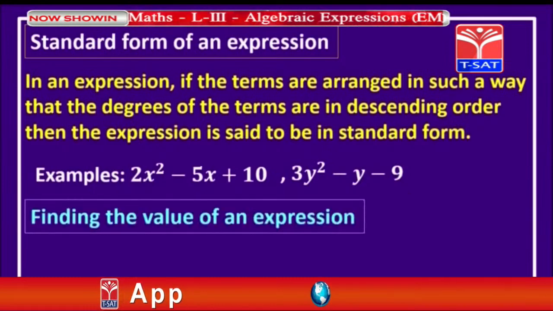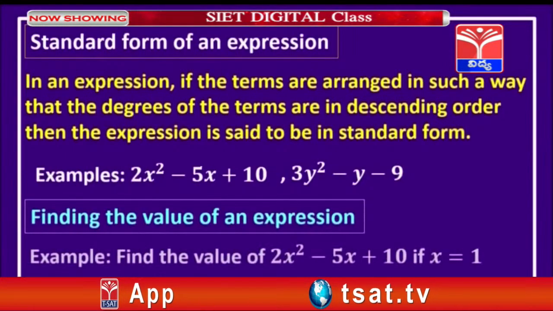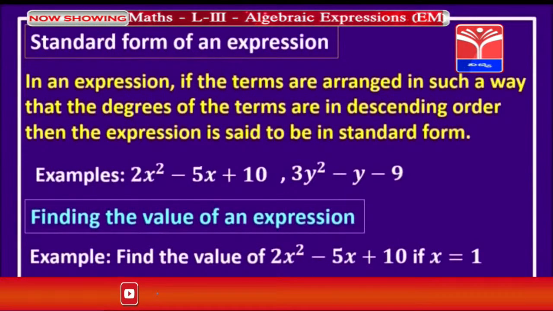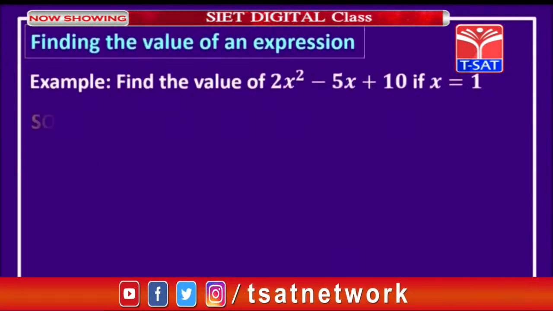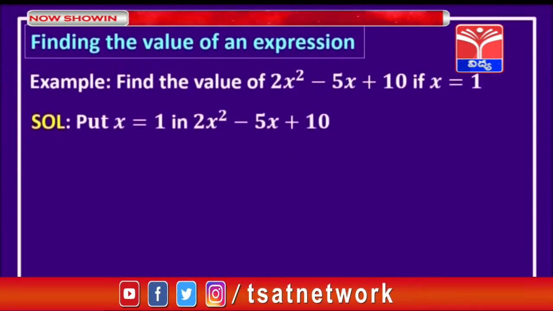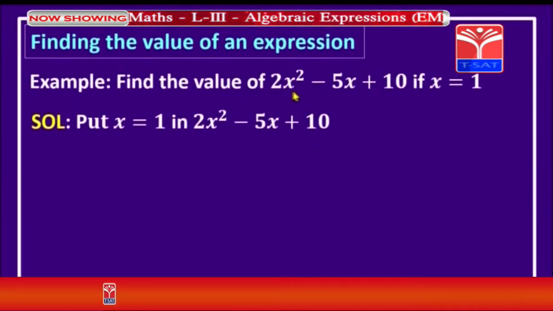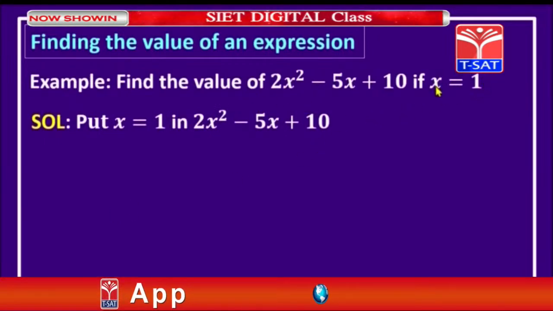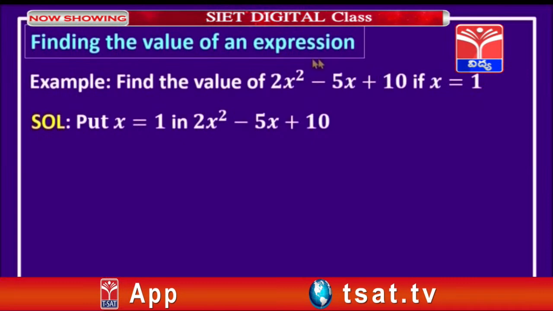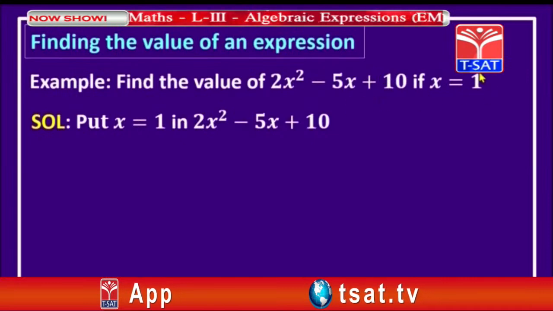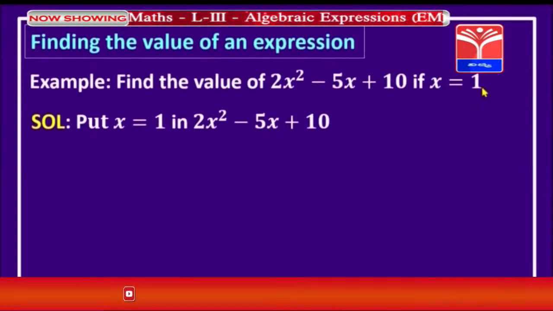So let us see finding the value of an expression. For that we will take an example. Find the value of 2x square minus 5x plus 10 if x equal to 1. Let us see the solution, children. For this, we are going to substitute the value of the variable. Here we are going to find the value of this if x is equal to 1. That means the value of the variable is 1.